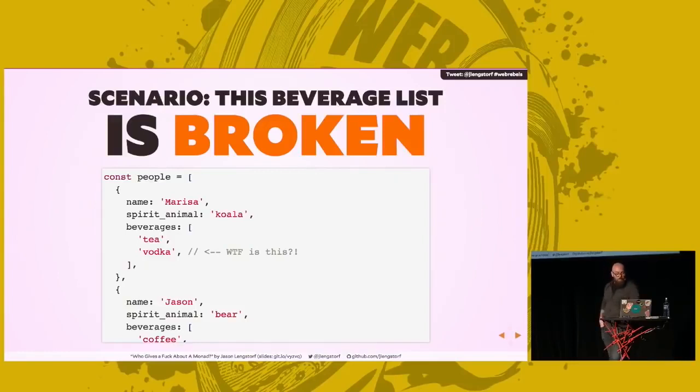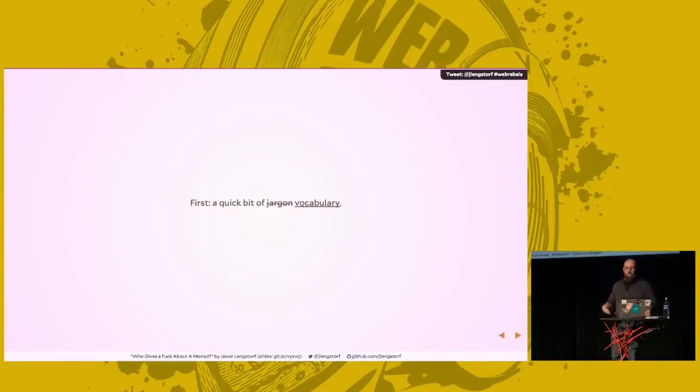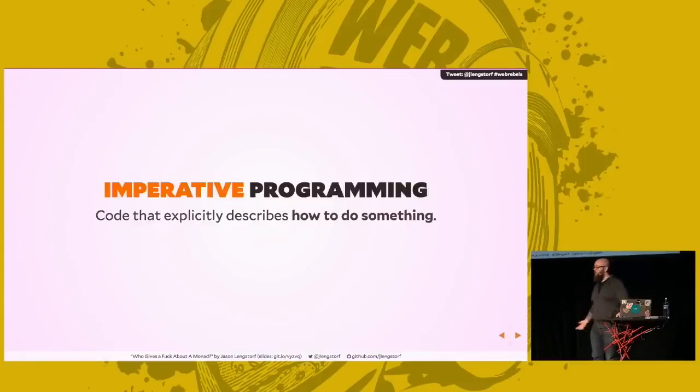But we want to use a program to fix this beverage list. So a little bit of jargon before we get started. There are 2 ways that we could solve this problem. There's imperative programming. And imperative programming is probably what we are most likely to encounter in the real world. And imperative programming is the idea that your program explicitly describes how something is done.